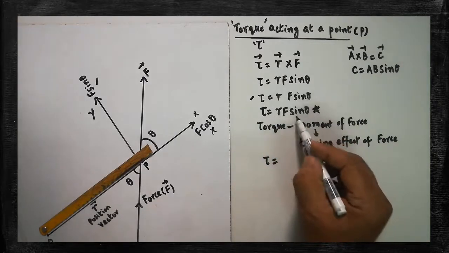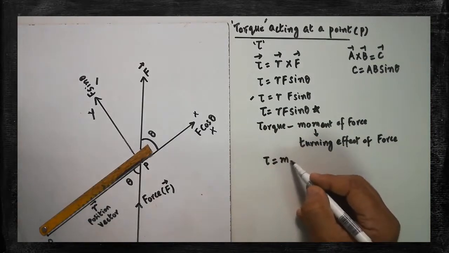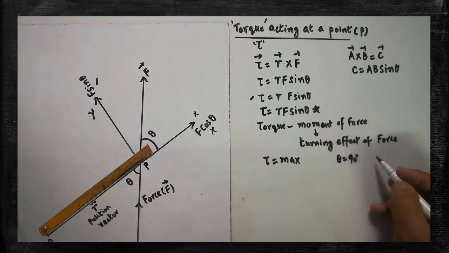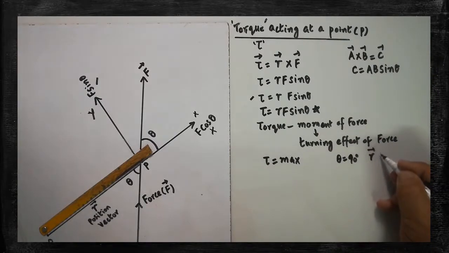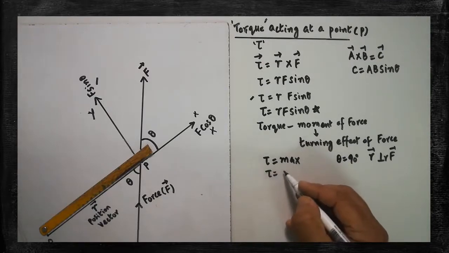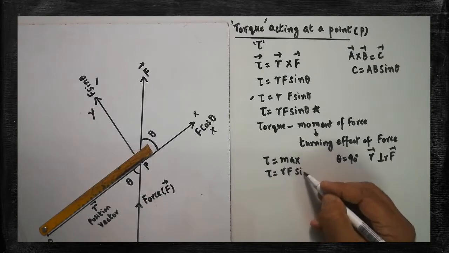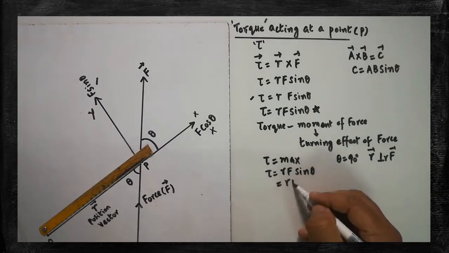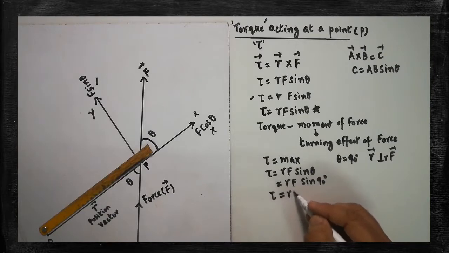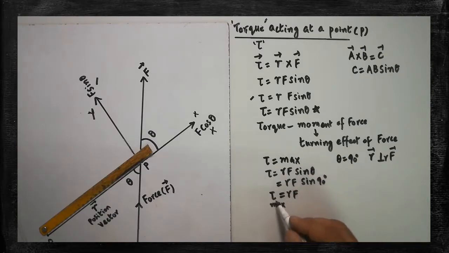Are you clear? When will the tau value be maximum? That is the question now. When the tau value is maximum, theta must be equal to 90 degrees. When the angle between the r vector and the F vector, when r and F are perpendicular to each other, theta will be equal to 90. By that time tau will be maximum. Substitute here: tau is equal to r F sin 90. There you substitute 90 for theta. So tau will be equal to rF. Therefore the maximum value of torque can be calculated by the simple formula r into F, that gives you tau max.